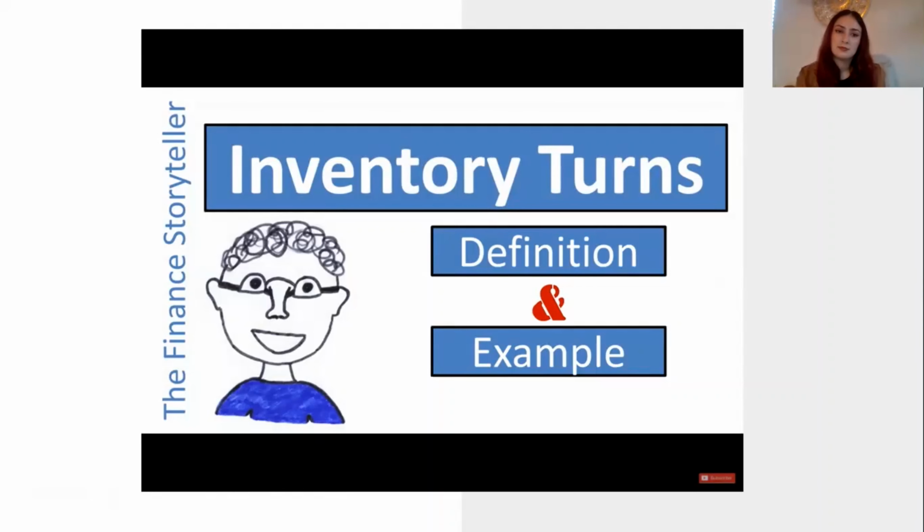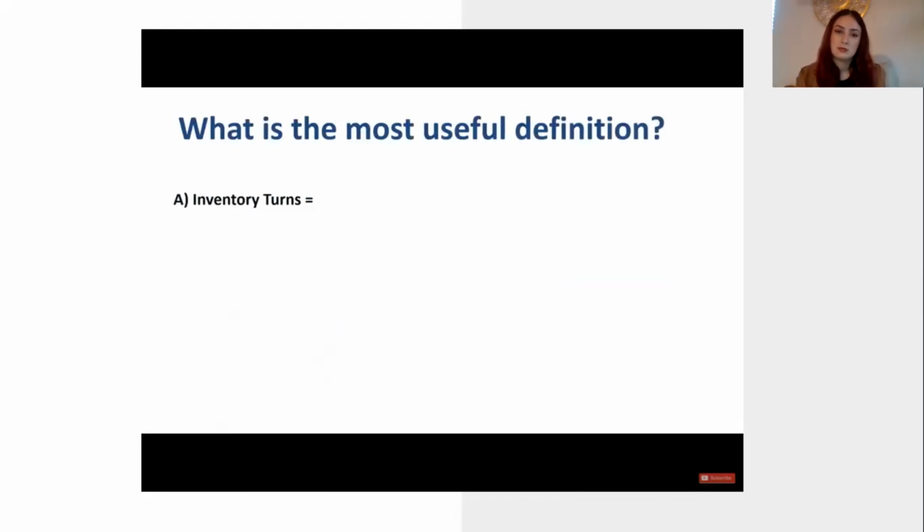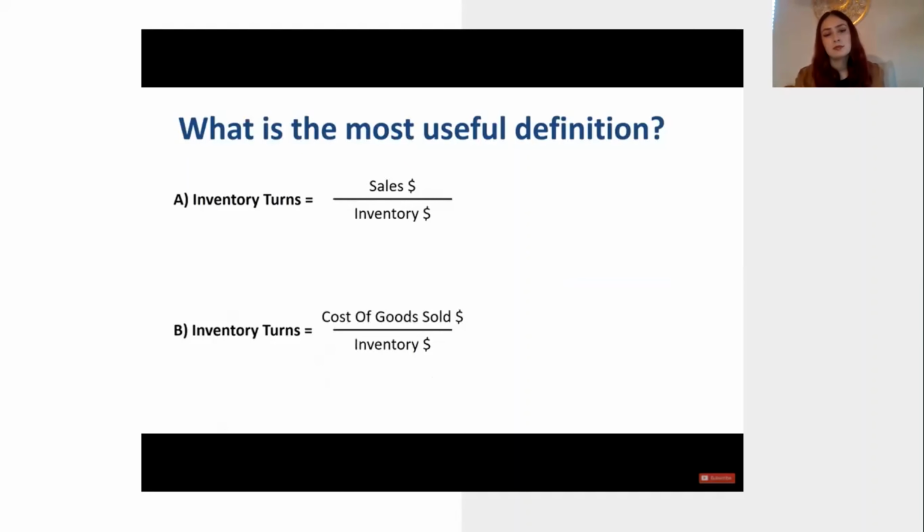Different companies and different people use different definitions of inventory turnover. Rather than asking what is the right definition, I would like to ask what is the most useful definition. A. Inventory turns as the ratio between sales and inventory. Or B. Inventory turns as the ratio between cost of goods sold and inventory.